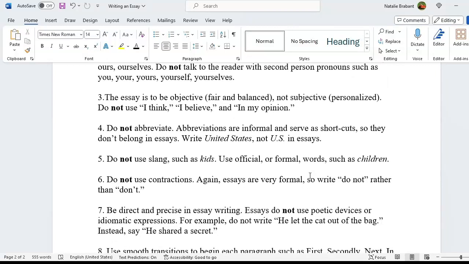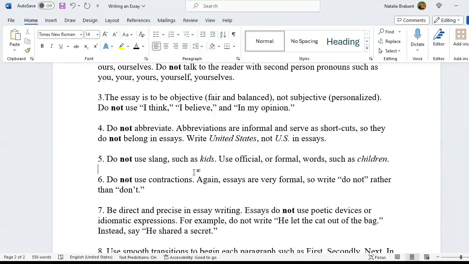Now, number 4, do not abbreviate. Abbreviations are informal and serve as shortcuts, so they do not belong in essays. And I just noticed that I actually had made a contraction, which we do not make. So here we go. Do not. Make sure that you do not have a contraction.